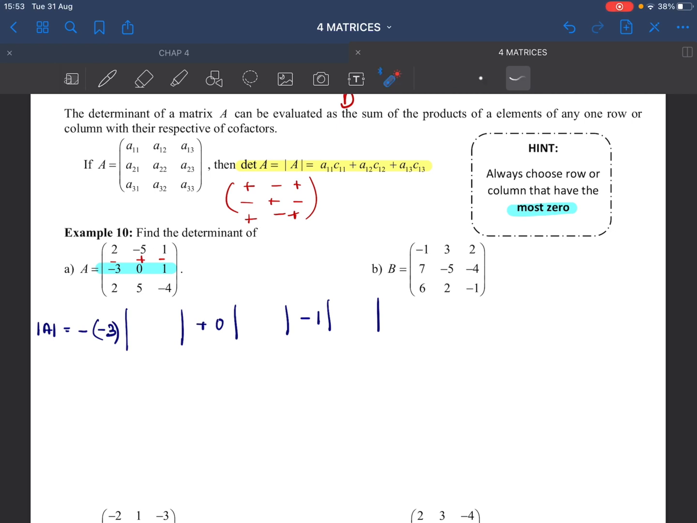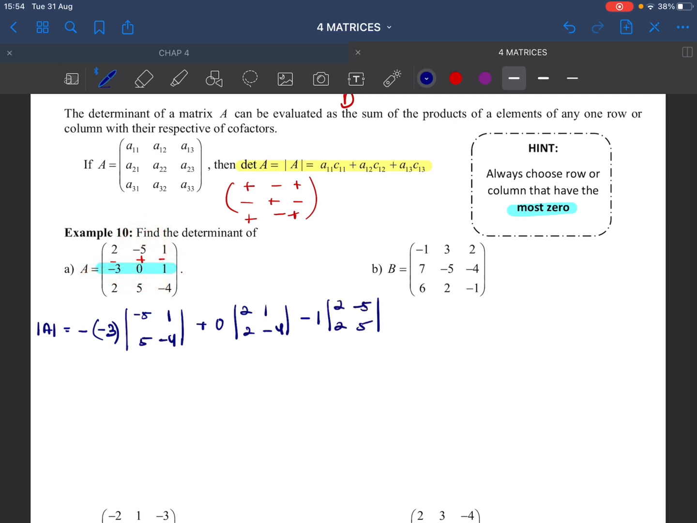So first, for this entry kita delete row, delete column. So yang tinggal ialah negative 5, 1, 5, negative 4. So for second one, kita delete sini, kita delete sini. 2, 1, 2, negative 4. And the last one, yang ini, padam. Yang tinggal ialah 2, negative 5, 2, 5.